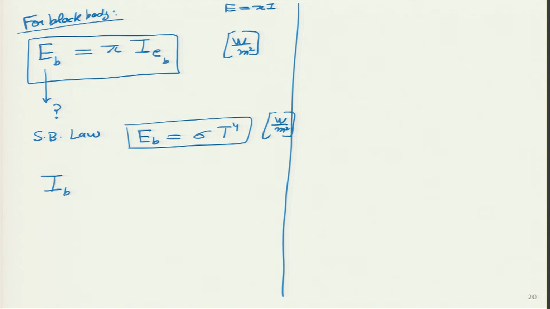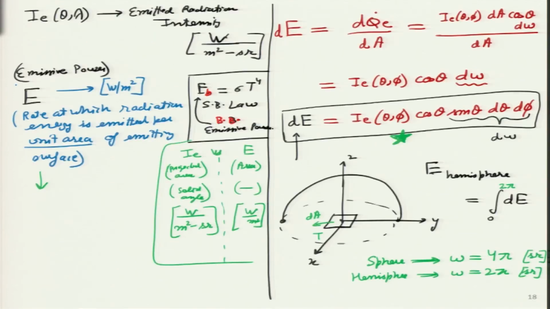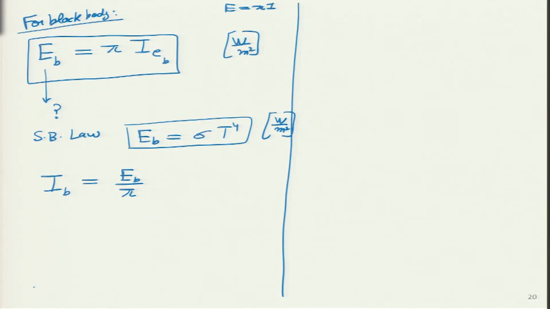or I can write in short form I_B, is simply E_B divided by pi, which is the black body emissive power. What is E? Capital E, please remember it again, capital E is emissive power. So, it is simply emissive power divided by pi, and emissive power for black body is simply sigma T to the power 4 by pi.